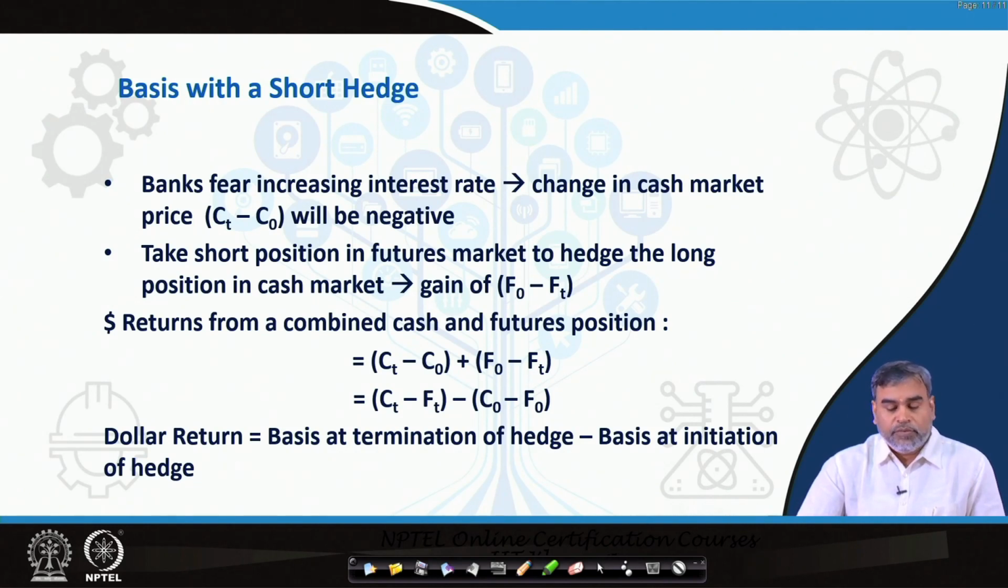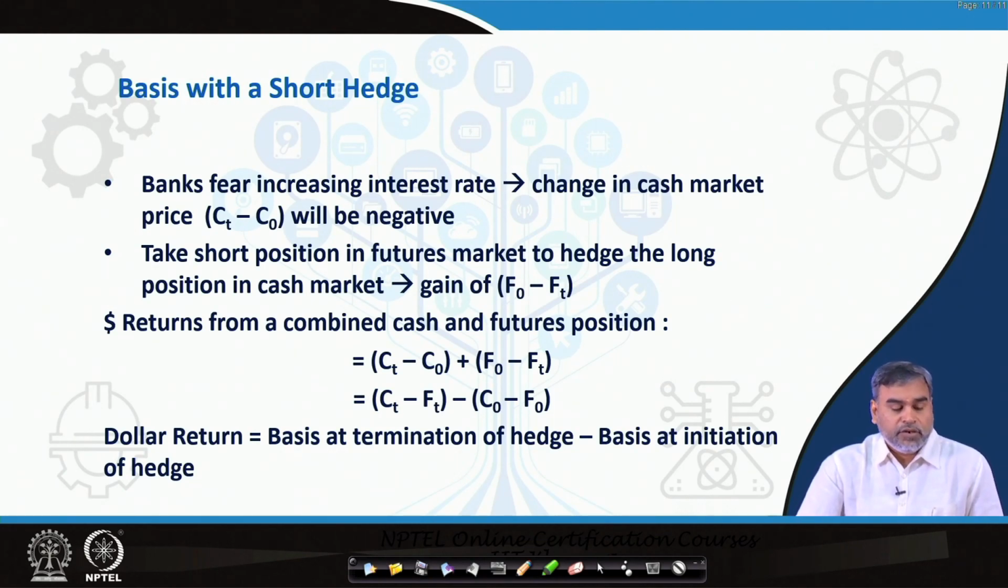So, now what we call the total dollar return is what we are going to get if there is a change in the interest rate, and accordingly the value of the particular asset is going to change. So, this is the way the dollar return can be calculated.